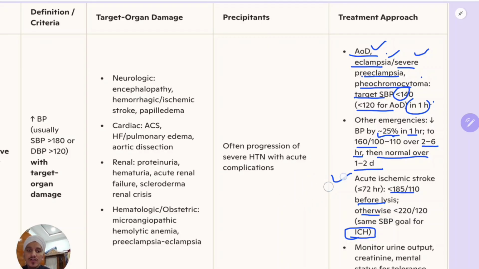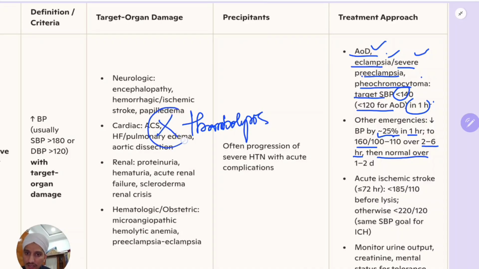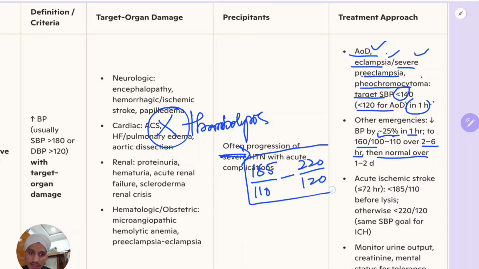One thing is important, you should note. If you are not doing thrombolysis, then the BP should be maintained between 185 by 110 and 220 by 120. This is the range of the BP. Don't make the BP fall below this. So the BP should be more than 185 by 110 and less than 220 by 120.